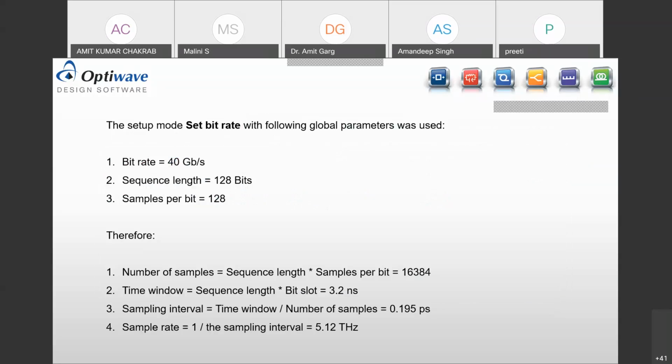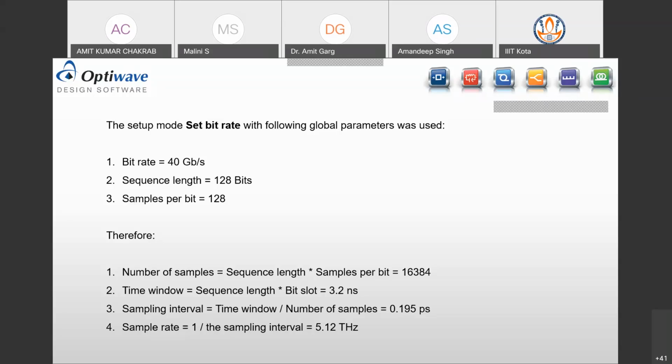When you set the global parameters, you should be very careful regarding these parameters. Bitrate, we are setting up for 40, sequence length 128, and samples per bit 128. Those who are operating OptiSystem right now, in case they want to do these simulations, they can set it right now. Bitrate 40, sequence length 128, samples per bit 128.